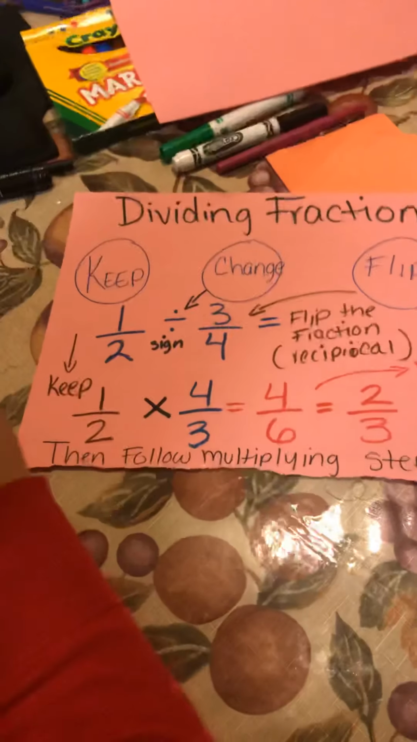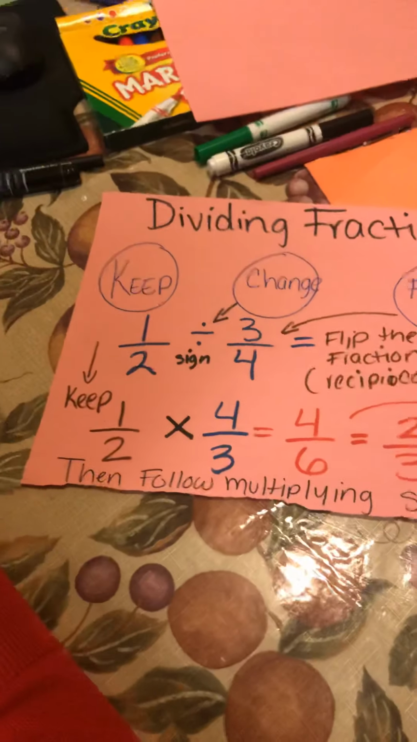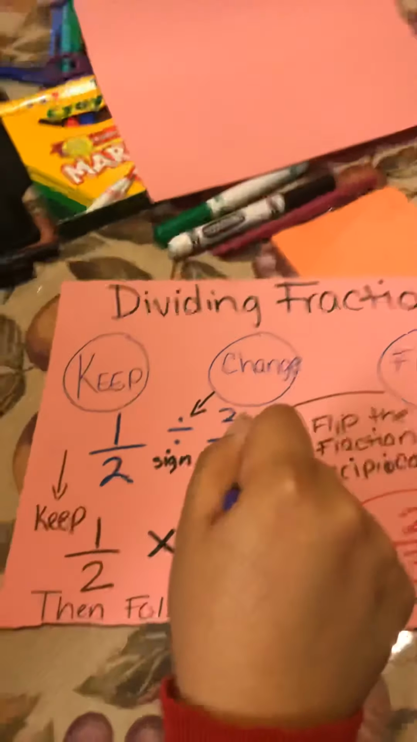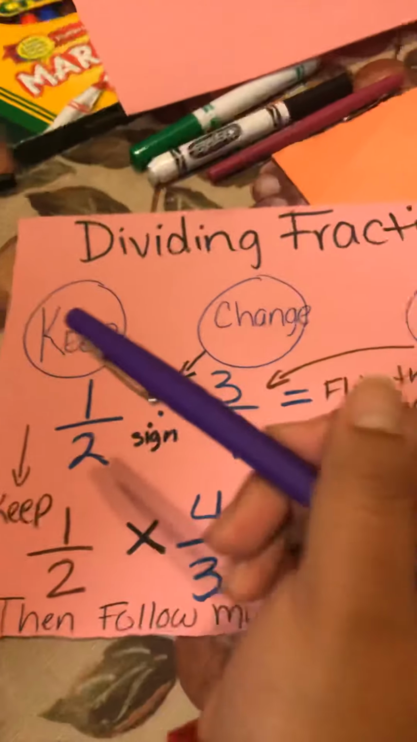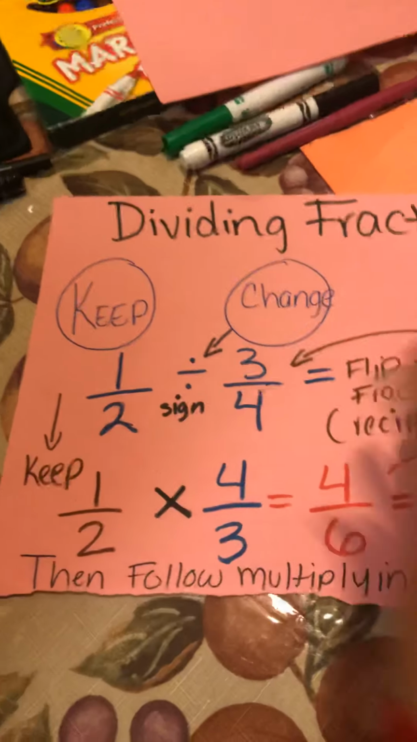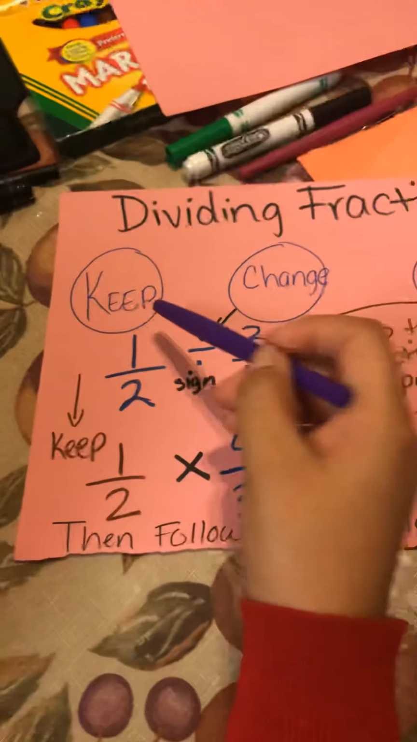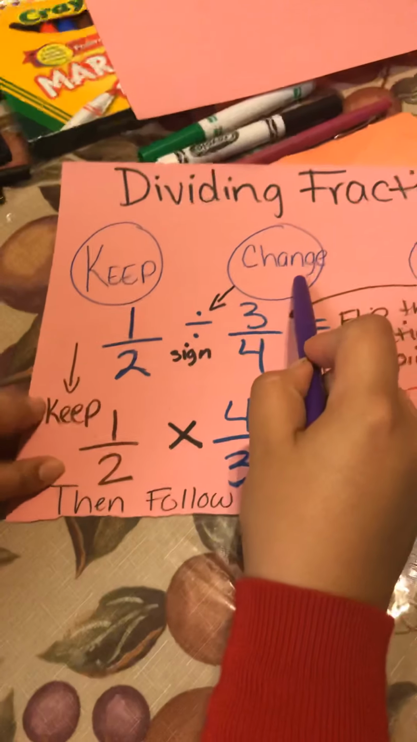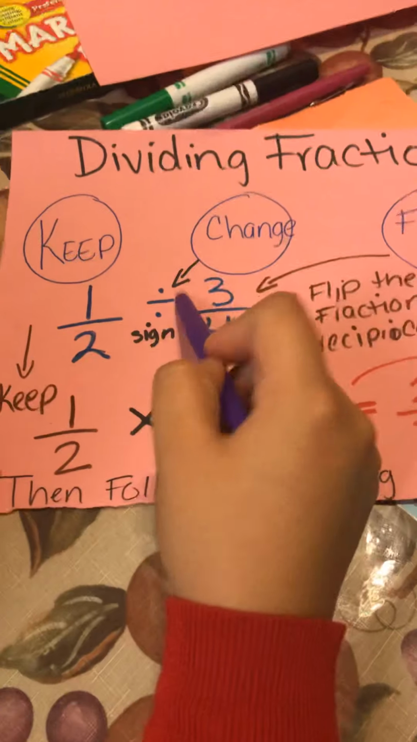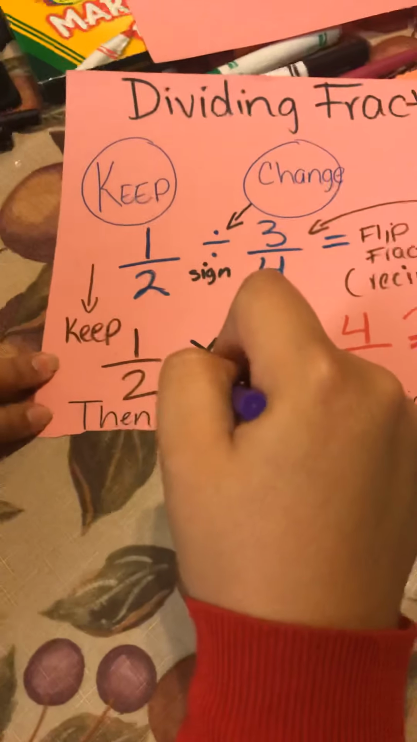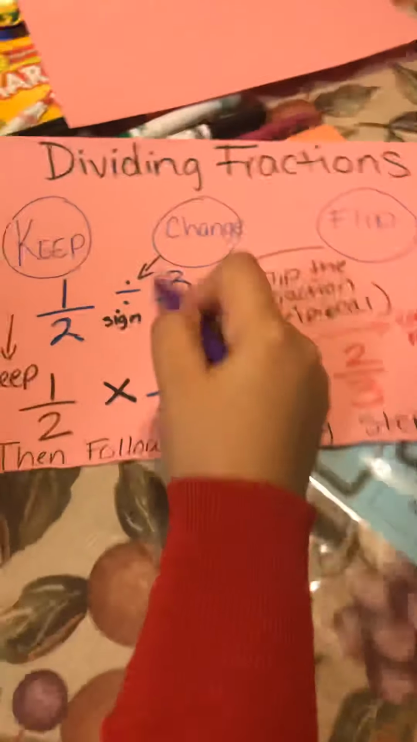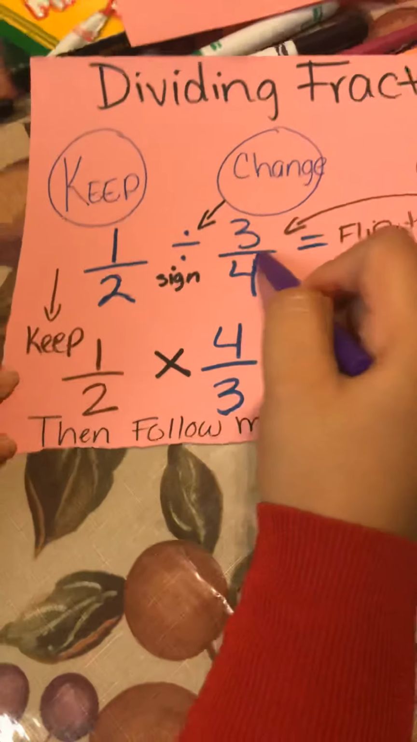What does that mean? Anytime you divide fractions, in this case, I have an example right here, which is 1/2 divided by 3/4. According to our little song, and this method I'm going to teach you to remember how to divide fractions, it says keep, our first step, so we're going to keep 1/2. Then it says change. I'm going to change my sign to a multiplication sign. And then it says flip. Flip what? I'm going to flip my second fraction.